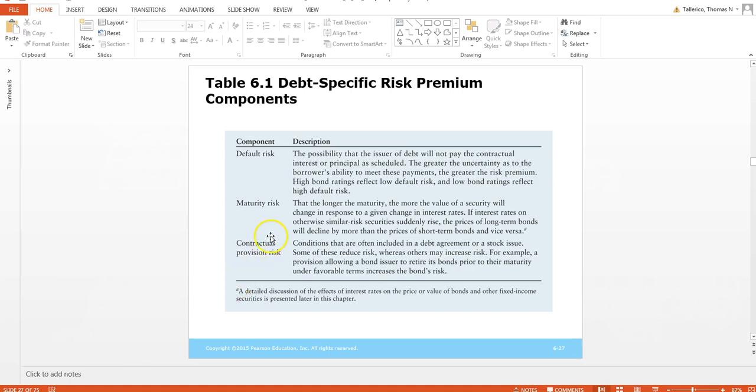All right, so there's a bunch of terms here, different risk premium components, default risk. These are the other terms I said should have been included in that equation.